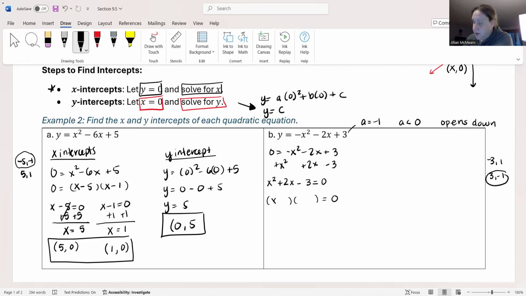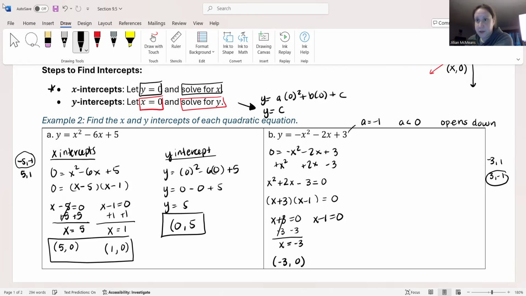So we want to come over here and say this is x plus 3, x minus 1, and that equals 0. We have a product equaling 0, so we apply the zero product principle. So I'm going to set each factor of the product individually equal to 0, and then solve them. So if I have x plus 3 is 0, I want to subtract 3 from both sides. 3 minus 3 is 0, leaving me just an x on the left, and then 0 minus 3 is -3. That tells me my first x-intercept is -3, 0.